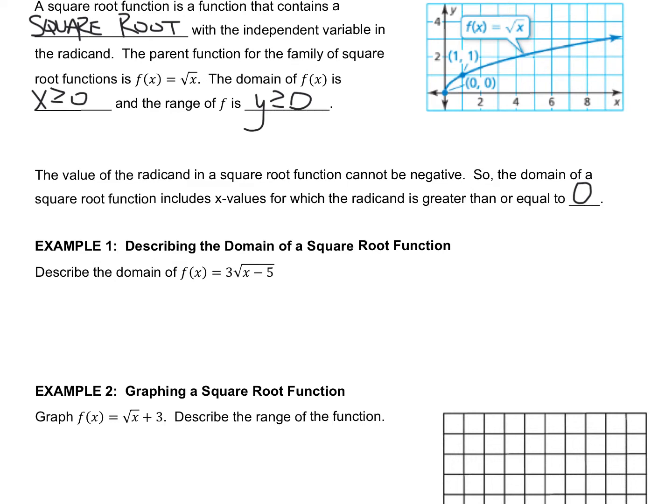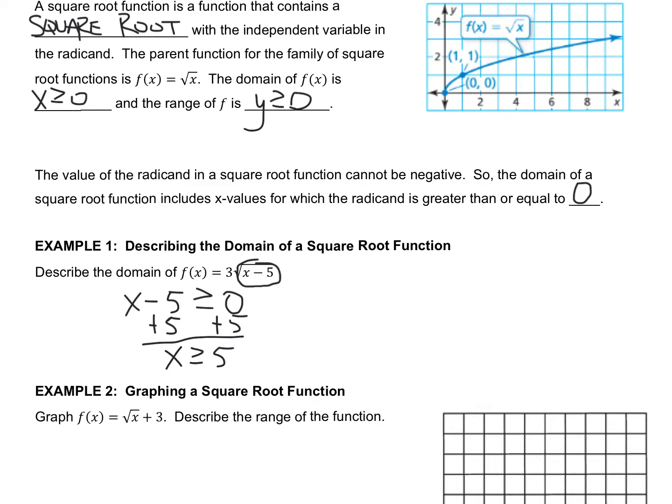We want to look at some of these other examples. For this first example, describe the domain of this square root function, which is f of x. This time we see 3 times the radical of x minus 5. So we want to know what is the domain. If I look at this right here, the radicand has to be greater than or equal to 0. So basically I set it up like that. Now I can do a quick, simple solve of the inequality like we did earlier this year. And so my x values, or my domain, for this function will be any x value that is 5 or greater.